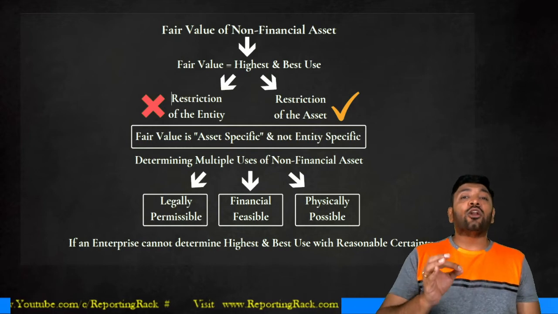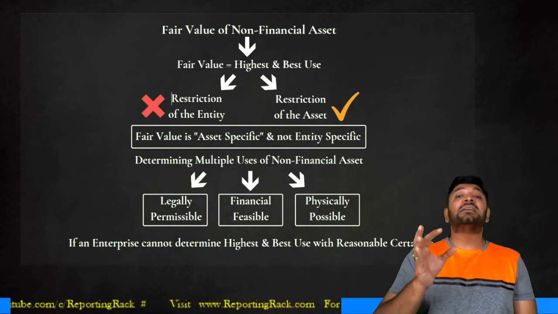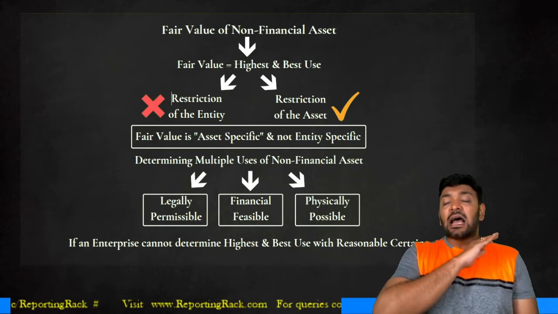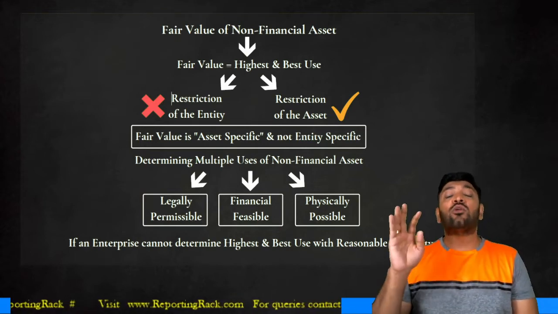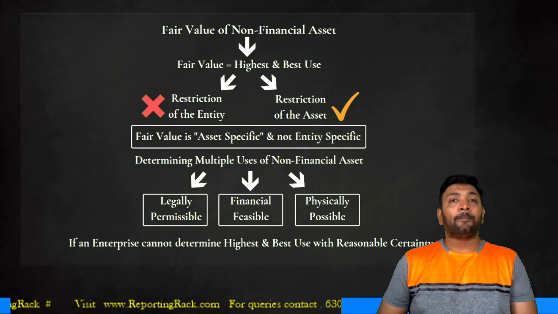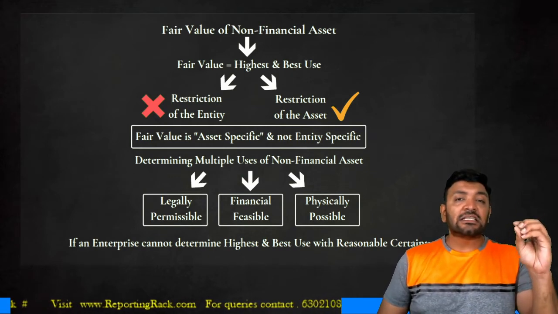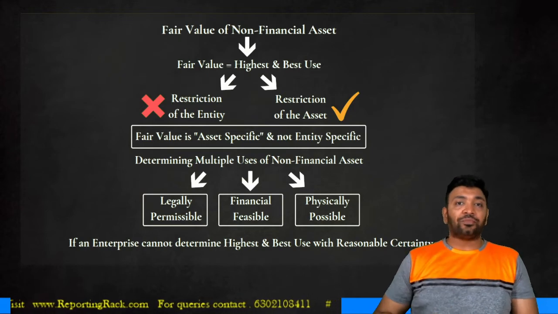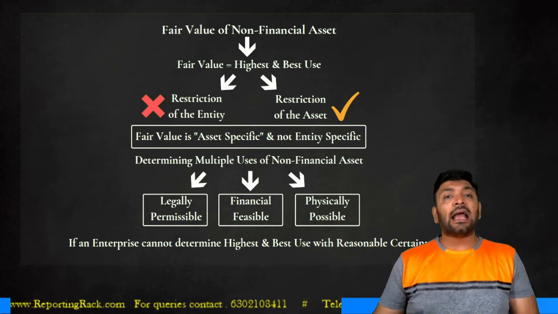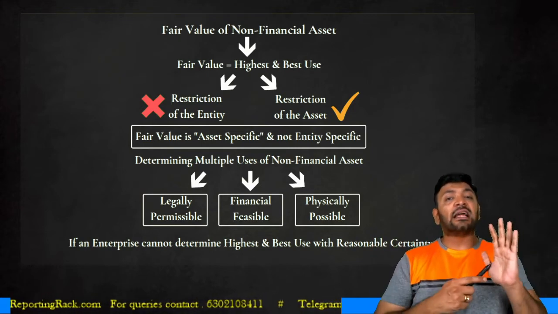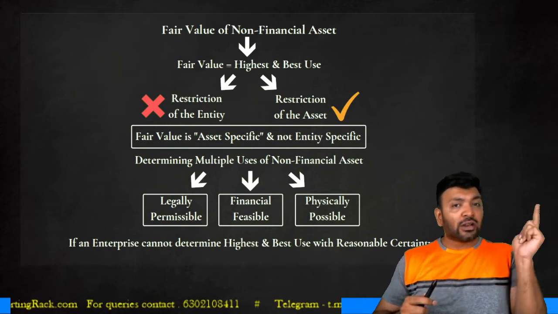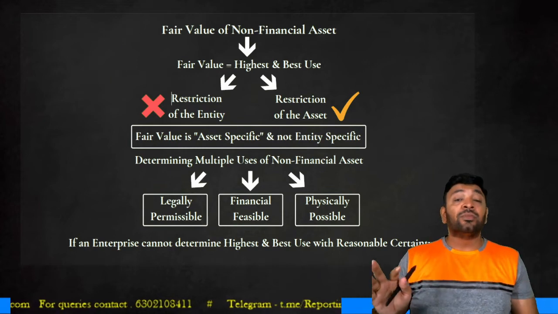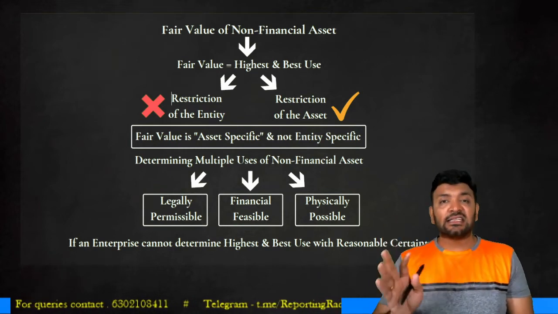Say the entity cannot lease out the premises. It is the entity's objective. The objectives of the entity have clearly restricted them from leasing out a particular premises. I will not consider this restriction. But if the asset itself cannot be leased, because the local authority has already given me a GO saying that this land, this survey number land, cannot be leased, then that is a restriction of the asset.